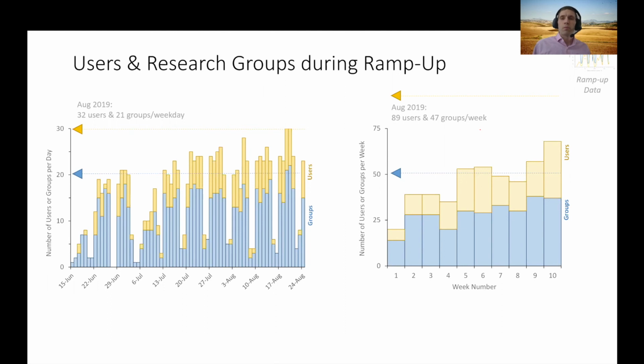So the conclusion I'm going to draw is two different conclusions, one for each graph. First is that not everyone is back yet. We've seen way more users last year, and a lot more research groups, than what we see now.